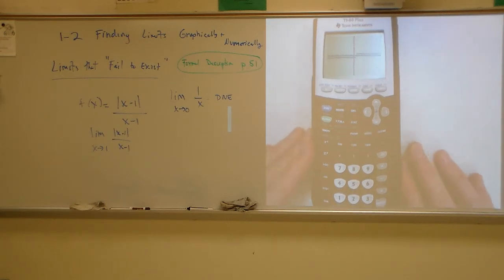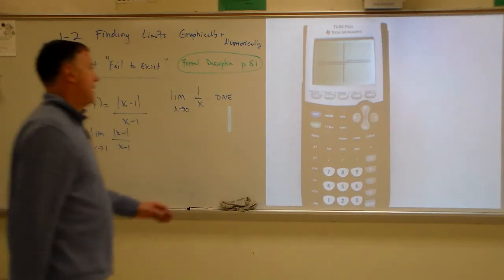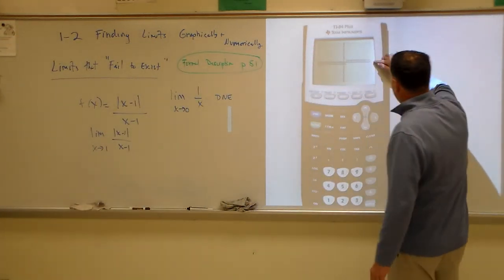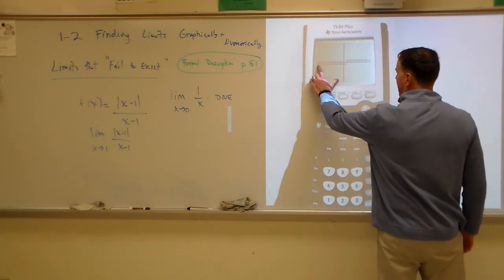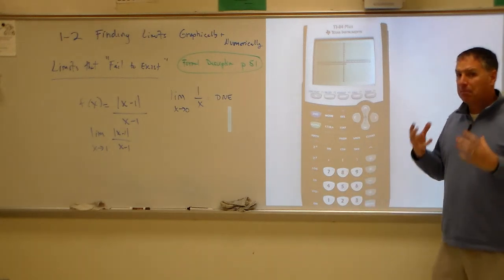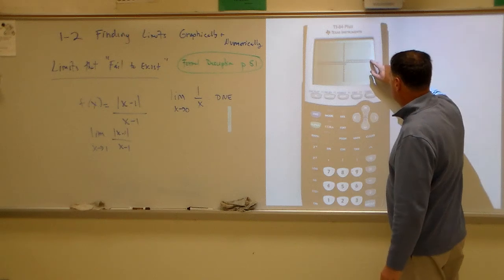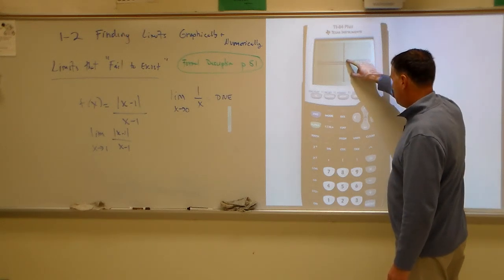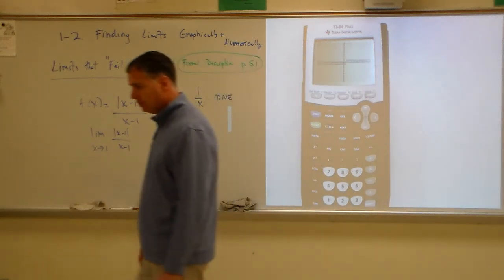Let's look at what's happening with that graph. As I'm coming from the right side, the positive side, my y values are approaching 1. As I'm coming from the left side, they're approaching negative 1. So there's a break in the graph here. But because the limit from the right is 1 and the limit from the left is negative 1, that limit doesn't exist.